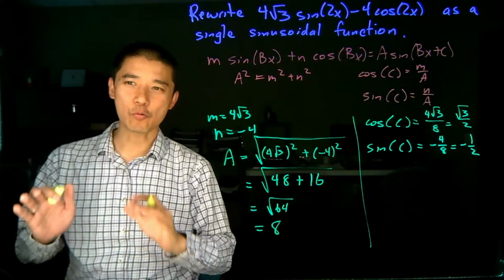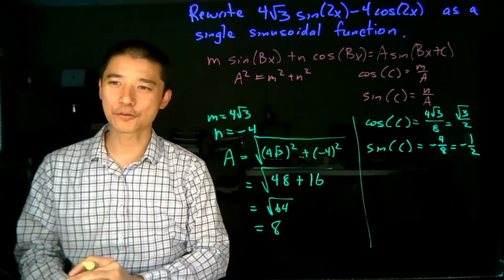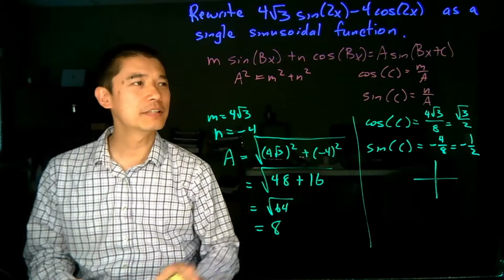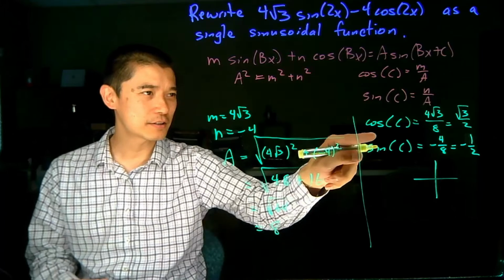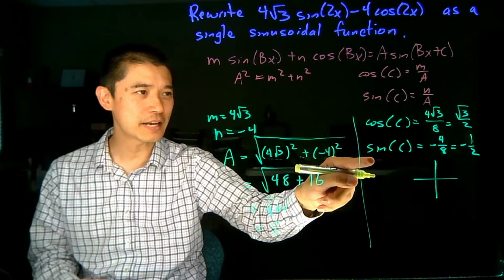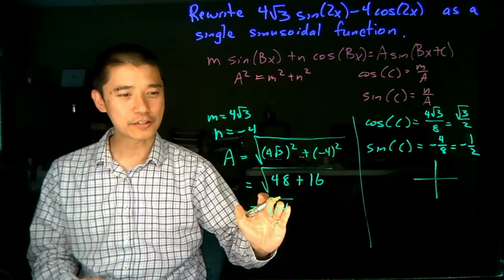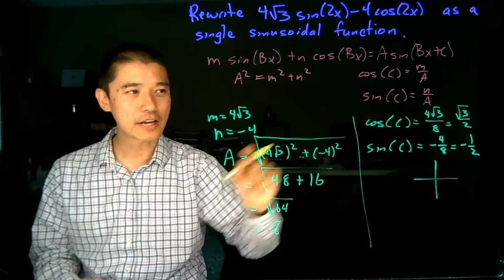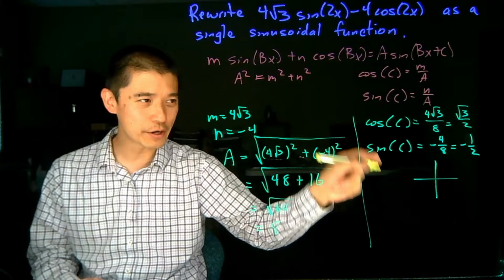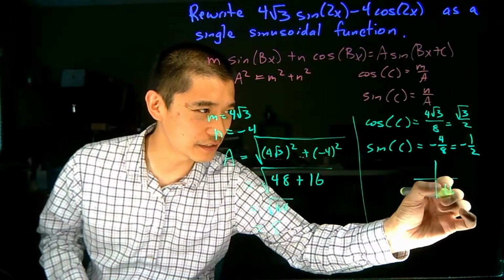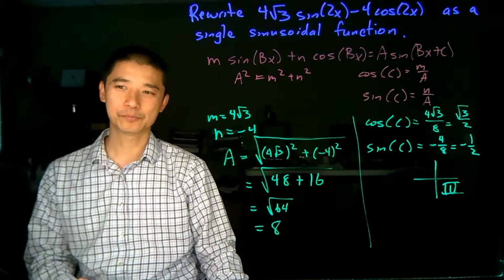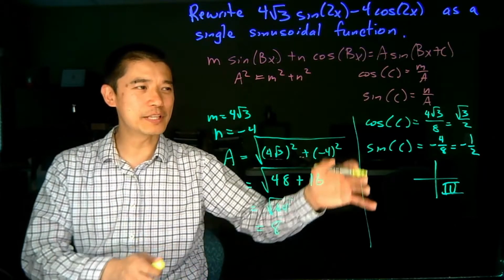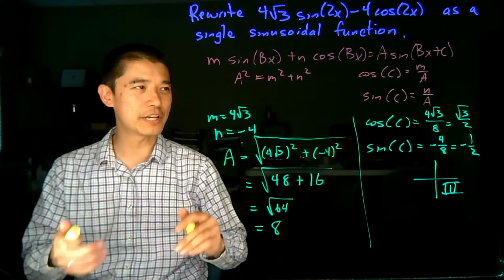We need to figure out what angle c satisfies those properties. First thing to look at are the quadrants. In this case, the cosine term is positive and the sine term is negative. The cosine term corresponds to the x-coordinate, so the x-coordinate is positive. The sine term corresponds to the y-coordinate, and the y-coordinate is negative, which means you're down here in quadrant 4. This is going to help us because we can get the reference angle, and then knowing what quadrant it is tells us what the actual value is.